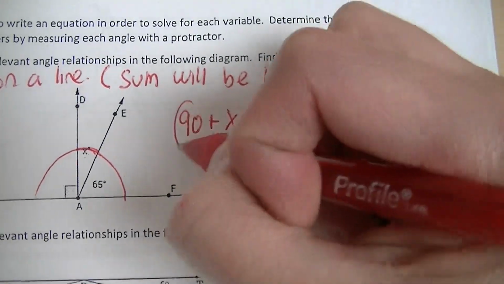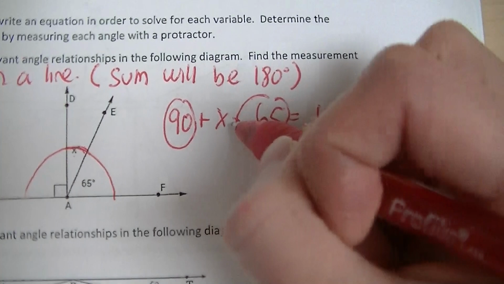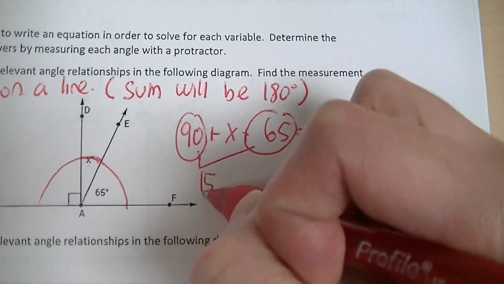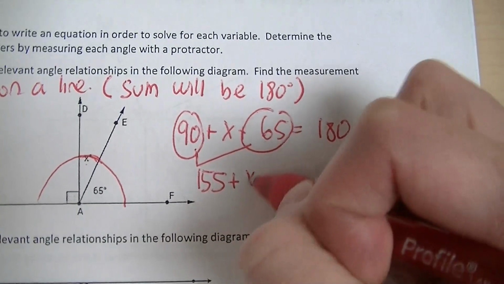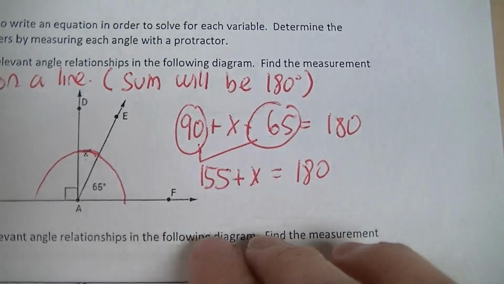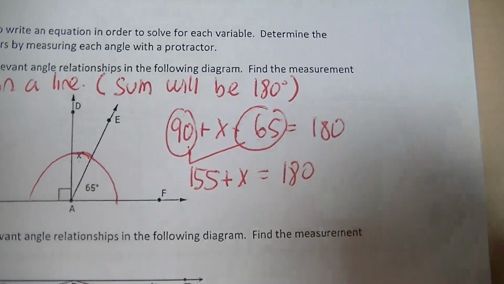Before building it, you need to simplify it on the same side of the equal sign. I see those constants, and 90 plus 65 is 155. Bring down your X, bring down your equal sign, bring down your 180. Now that you have just a variable on one side of the equal sign, and it's all simplified on each side, you can build it.